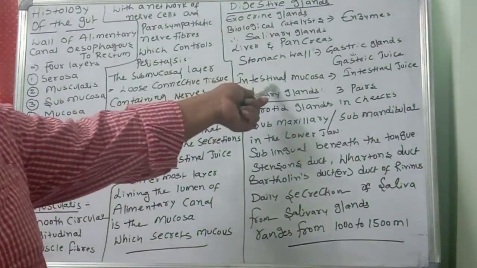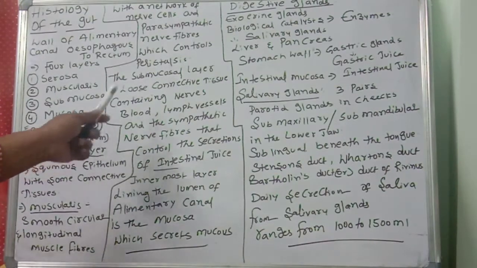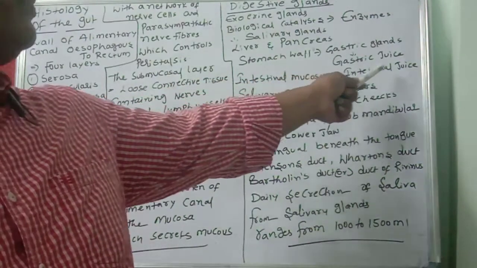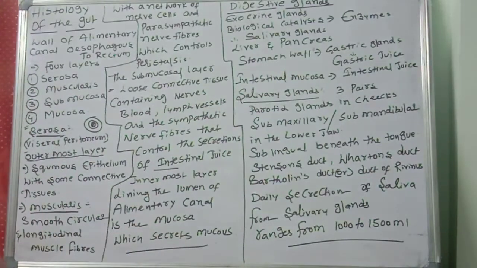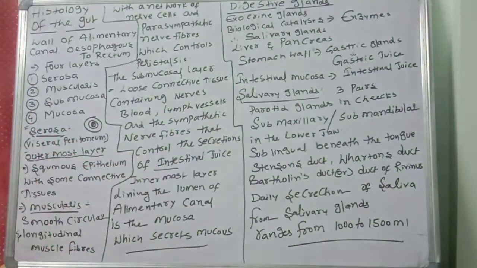Next, intestinal mucosa. Intestinal mucosa, as you know very well, is in the intestine region. That intestinal mucosa secretes the intestinal juice. So intestinal mucosa secretes which one? Intestinal juice, which contains so many enzymes. Next, first come to the salivary glands.